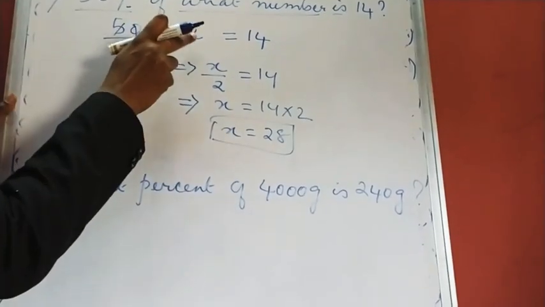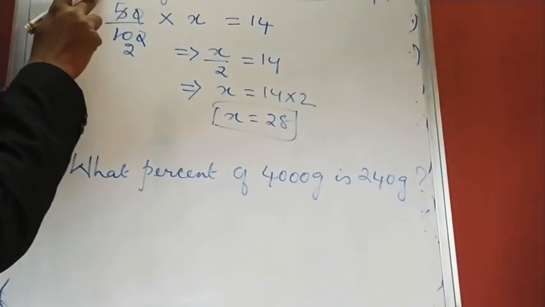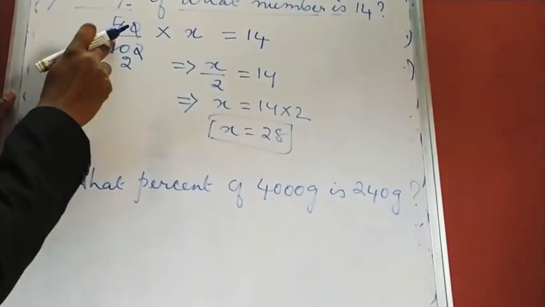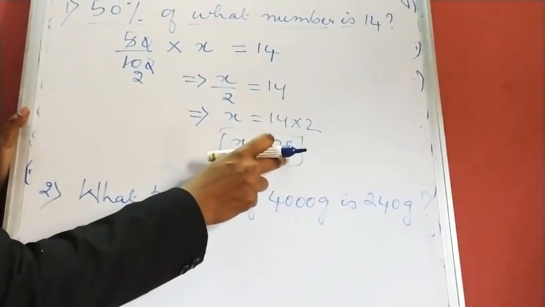So here we have taken the unknown number. Let the unknown number be x. So 50% of the unknown number x is 14. On further simplification, we are able to determine the unknown number.